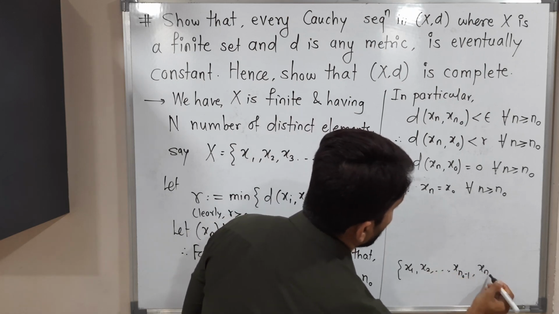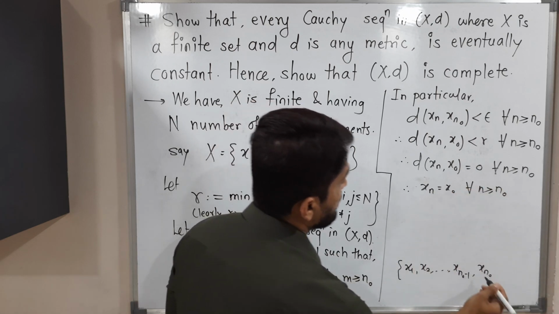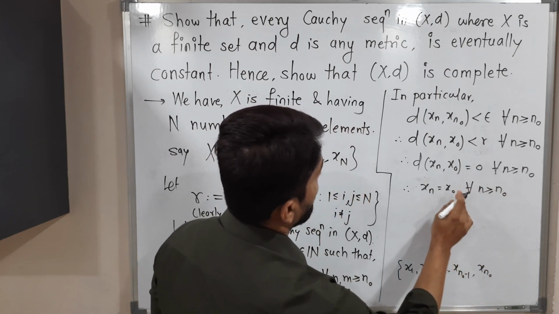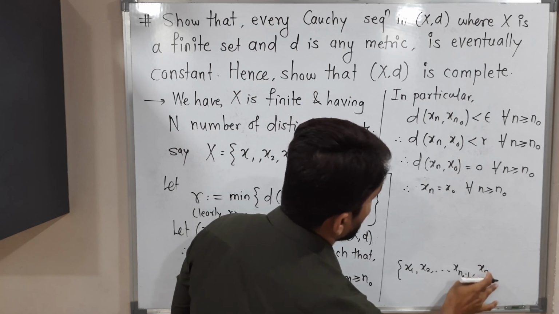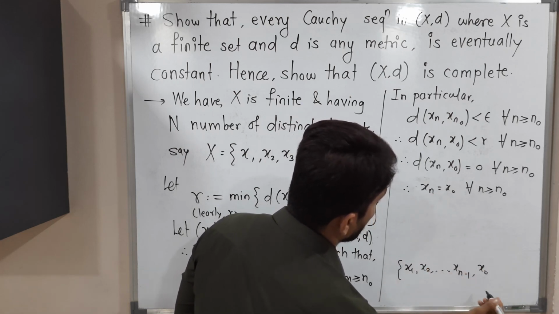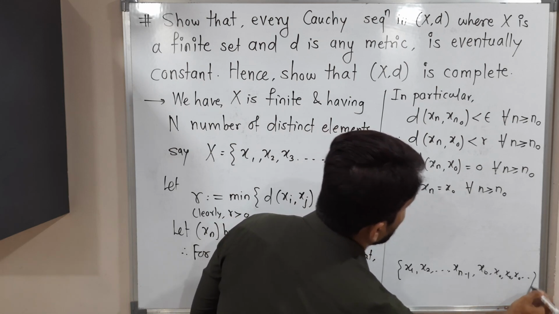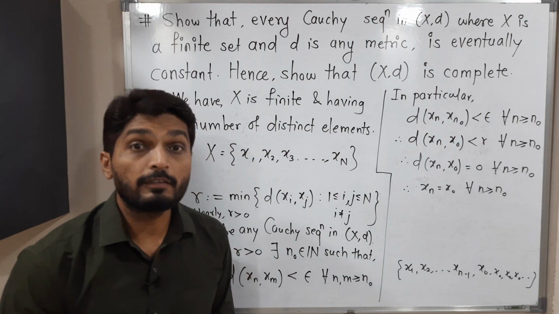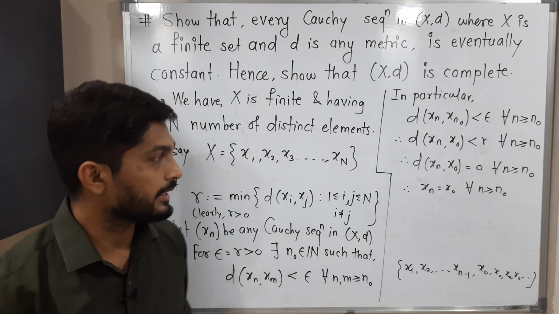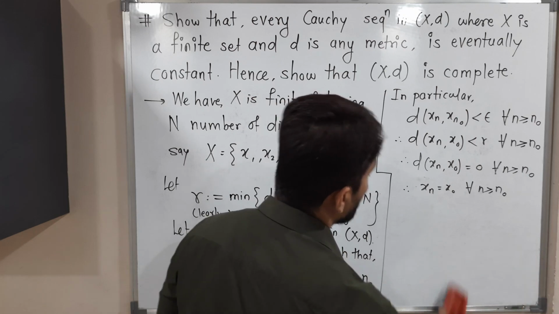Next xn0. Here we are saying if n is greater than n0, the term is x0. So xn is also x0, here xn I should write x0, x0, x0 and so on. So this is the definition of eventually constant sequence. So that's why we say xn is eventually constant. So here we got the definition of eventually constant sequence.